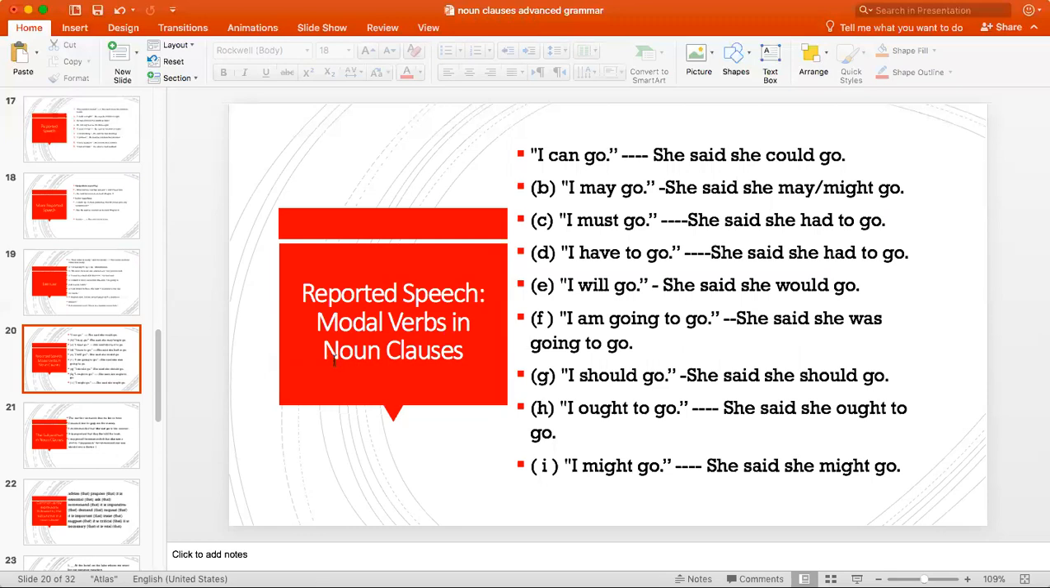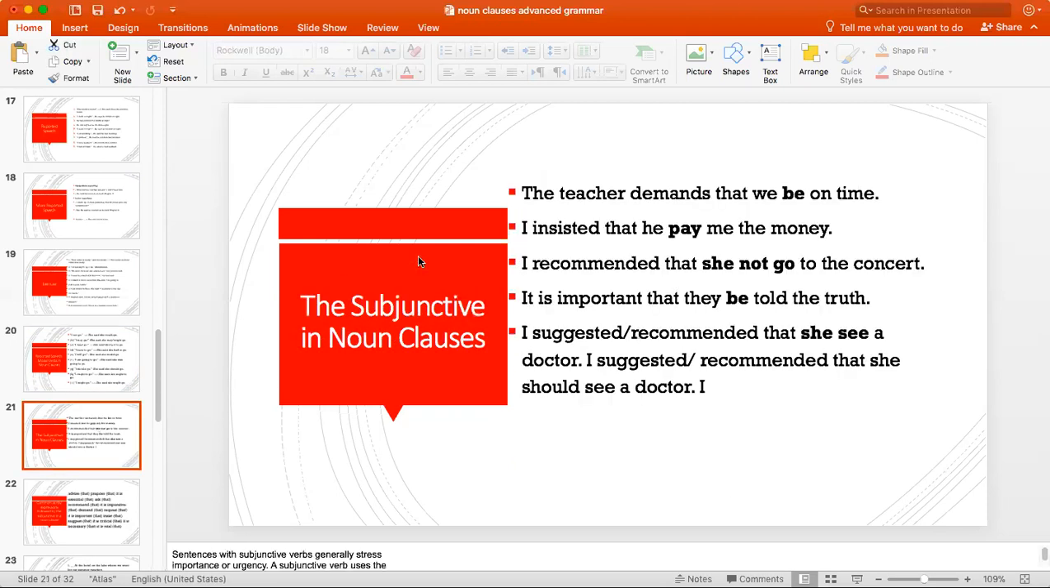Reported speech with modals. I can go. Again, it's basically the same. I can go. She said she could go. May either becomes might or remains the same. I must go. Usually people like to consider had to as the past of must. She said she had to go. Sometimes I hear people say she said she must go. I have to go, had to go, will go, would go, I am going, was going. I should remains the same, ought to remains the same, might remains the same when we report it.